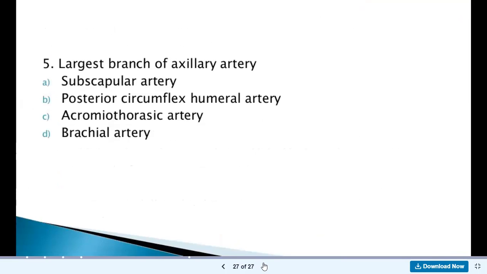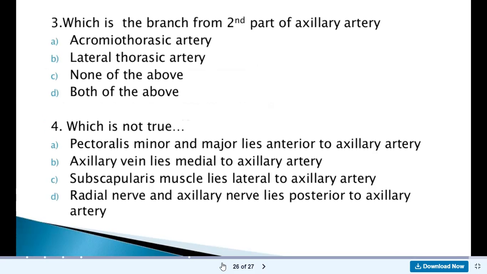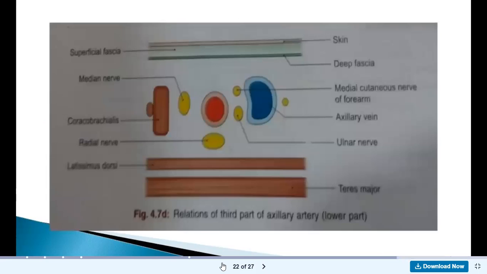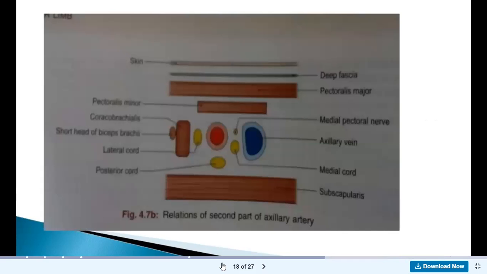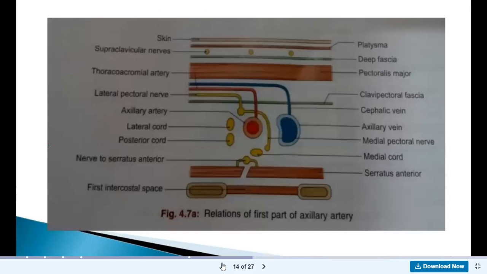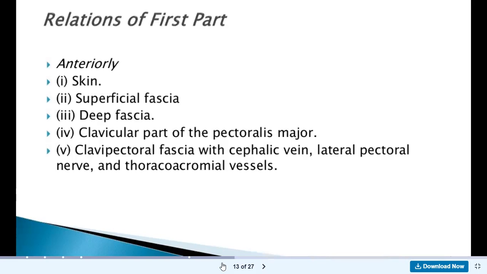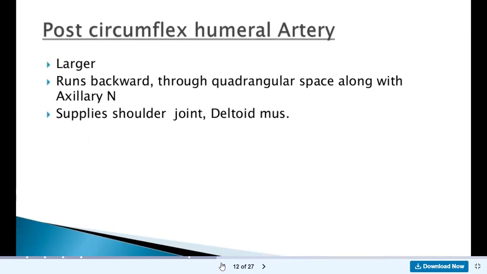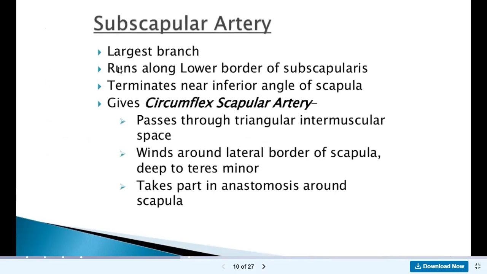The largest branch of the axillary artery is: the subscapular artery, the posterior circumflex humeral artery, the acromiothoracic artery, or the brachial artery. The largest branch of the axillary artery. I showed you in this slide, subscapular. Are you sure about that? Remember that there is a trunk. The largest branch is the subscapular artery. Even though we have the thoracoacromial trunk, it is not as large as the subscapular artery.